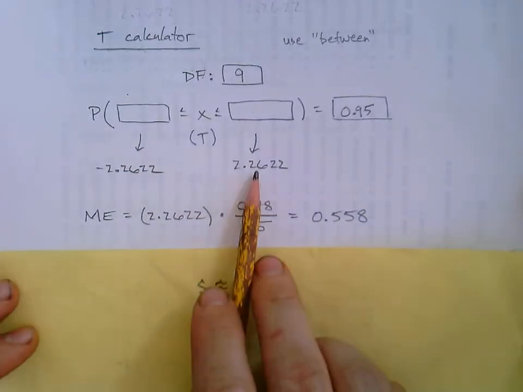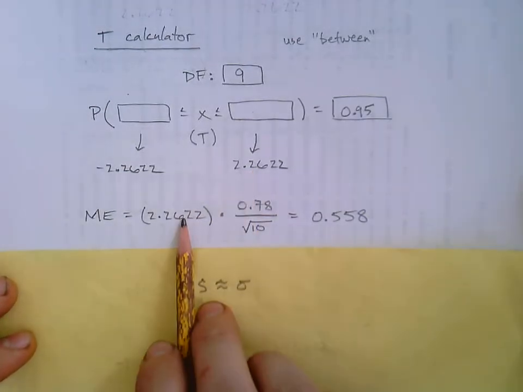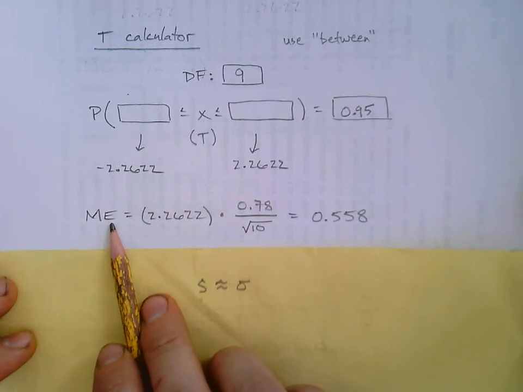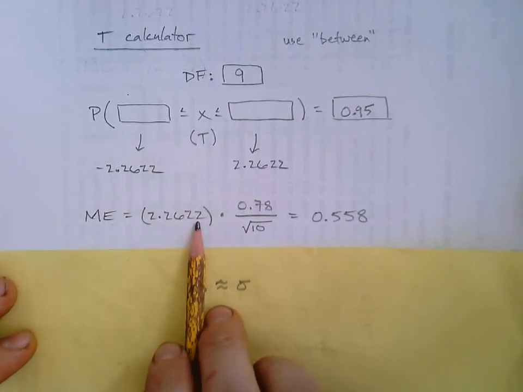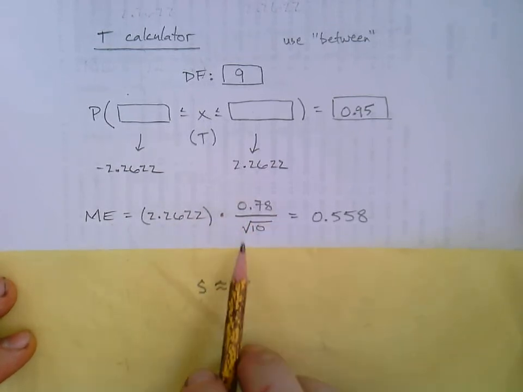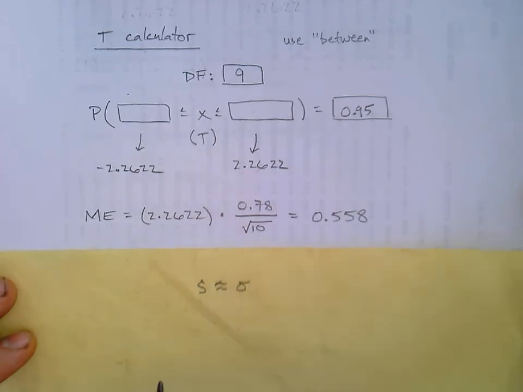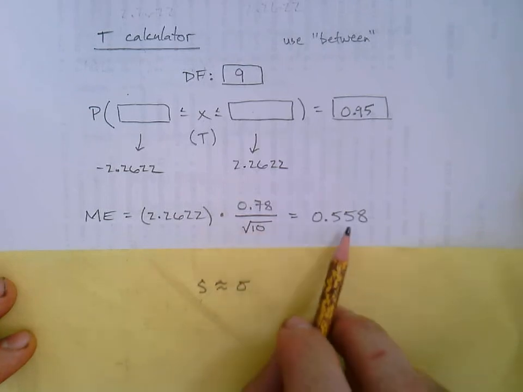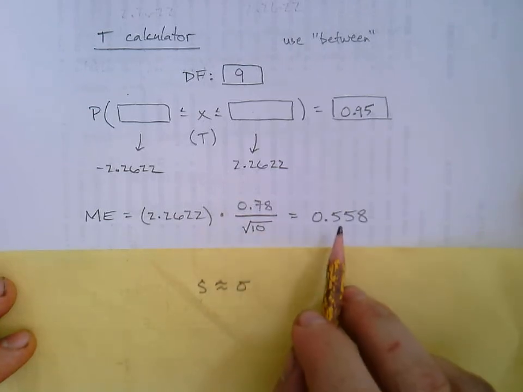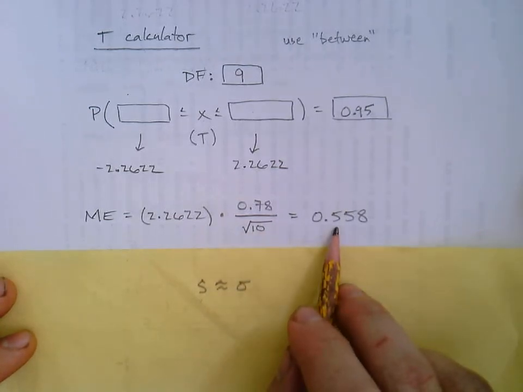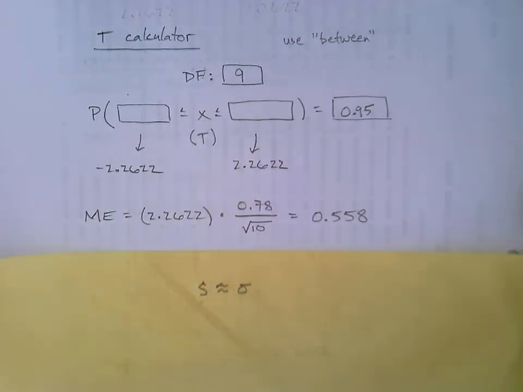Once we have that t-score, then we can go ahead and plug in to find the margin of error. 2.2622 times 0.78 over the square root of 10. In this problem, we wanted to round to 3 decimal places. So, okay, 0.558 would be the result there. Make sure you're able to calculate those things. It looks like I'm going to pick up on the next page.